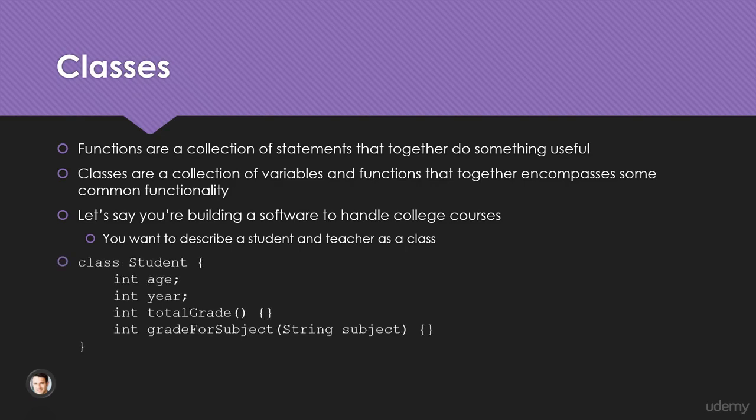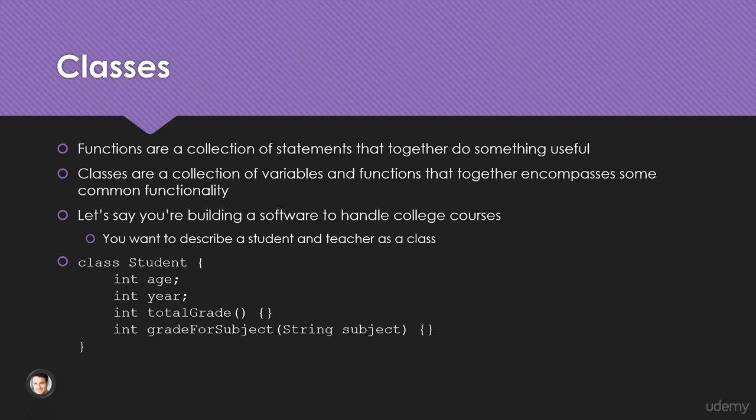So the way you define it in Java is you say class student, and you have a bunch of integers. So notice there's 4 lines, right? Int age, int year. Those are variables. Then you have an int total grade. So actually I haven't defined anything inside the function, but the expectation of this function is that it would return that student's total grade. It would return an integer with that student's total grade, and int grade for subject. Notice the last line here, int grade for subject, string subject. So you're passing in a subject name as a parameter to this object, and it gets the grade for the subject. So that's what this function would do.